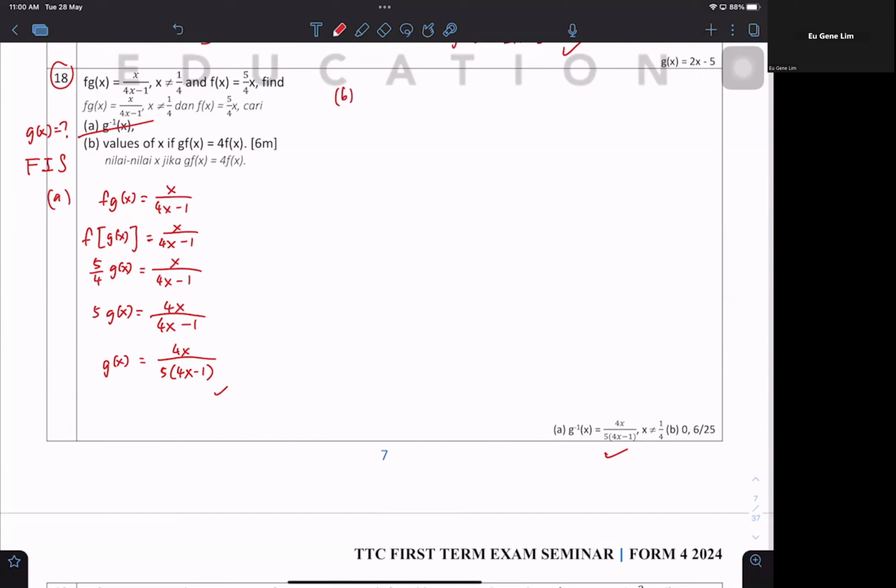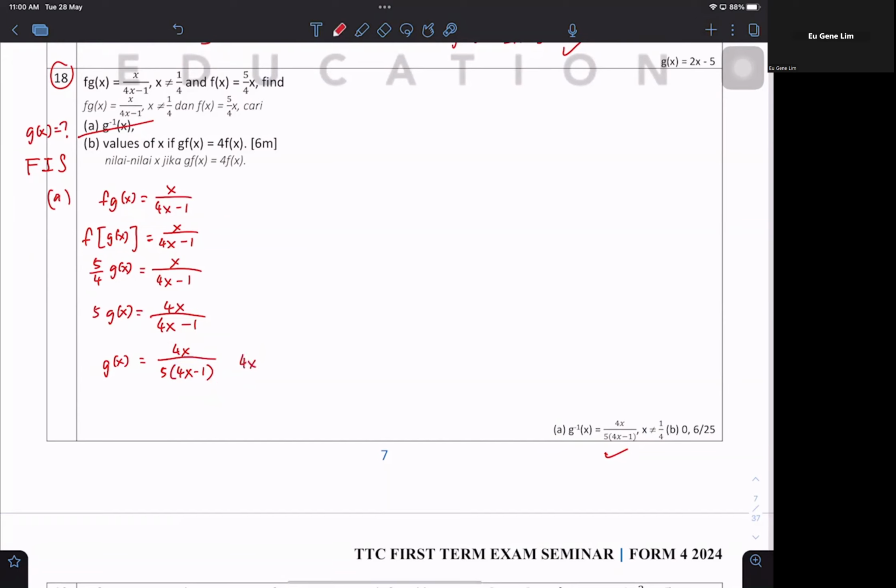Very good, very good. Thank you for reminding. Yeah, I always forget that one. Yeah, the bottom part cannot be zero, right? The bottom part cannot be zero. If the bottom part is zero, then it is math error, right?